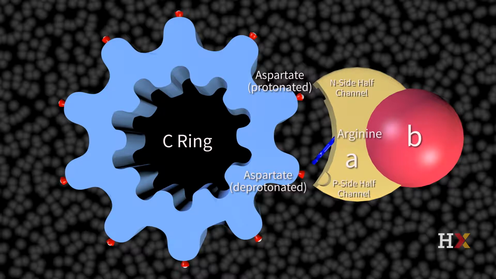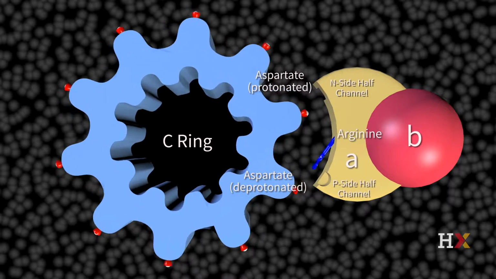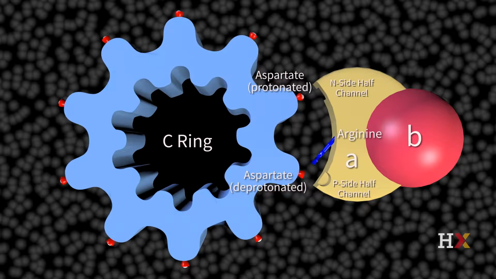The key aspartate residue facing the P-side half channel is initially deprotonated and thus negatively charged. The position of the C ring is stabilized by an electrostatic interaction between the negatively charged aspartate residue and the protonated arginine from the A chain. Rotation of the C ring in this state would be unfavorable, since the negatively charged aspartate would come into contact with hydrophobic phospholipids. The key aspartate residue facing the N-side half channel is protonated and thus neutral.